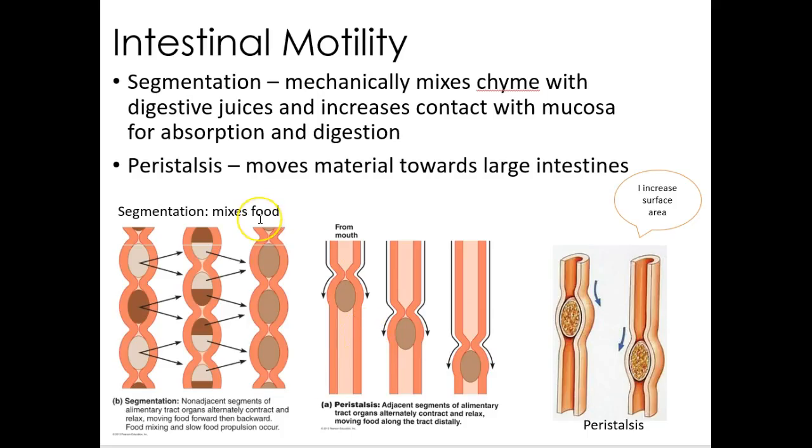And there's two types of motility that's occurring here. There's peristalsis, of course, because we're still moving from the mouth to the anus. We're going to call that peristalsis, just moving towards the large intestines and eventually to the anus.